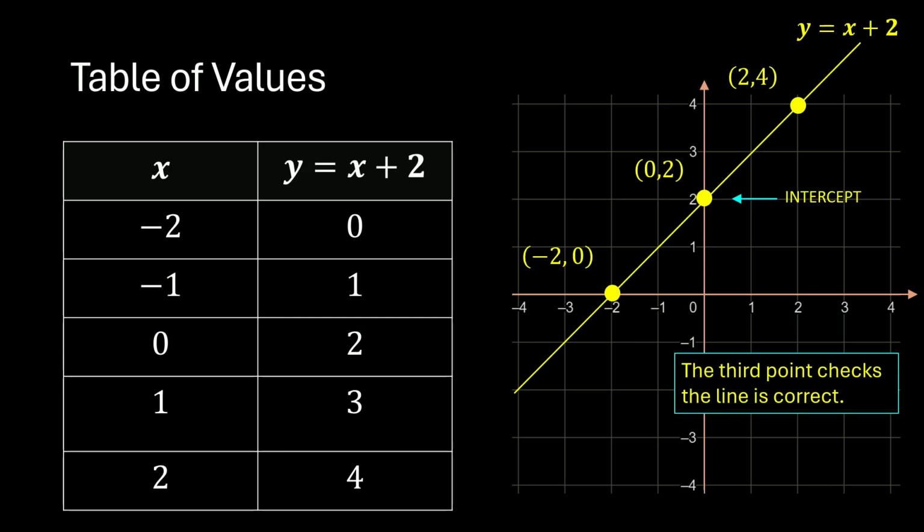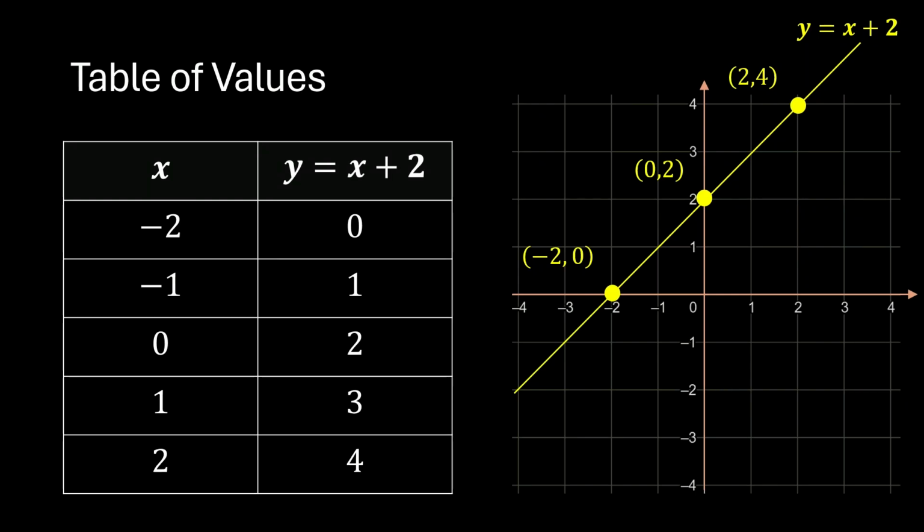Let's now plot the remaining 2 points in our table. So here's (-1, 1), and here's (1, 3). As you can see, the line passes through these points also.